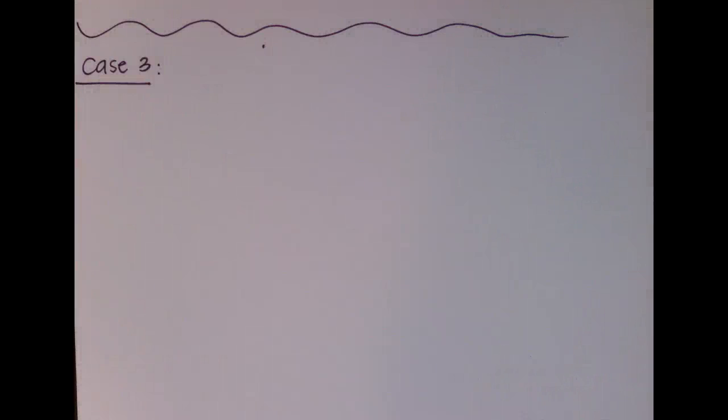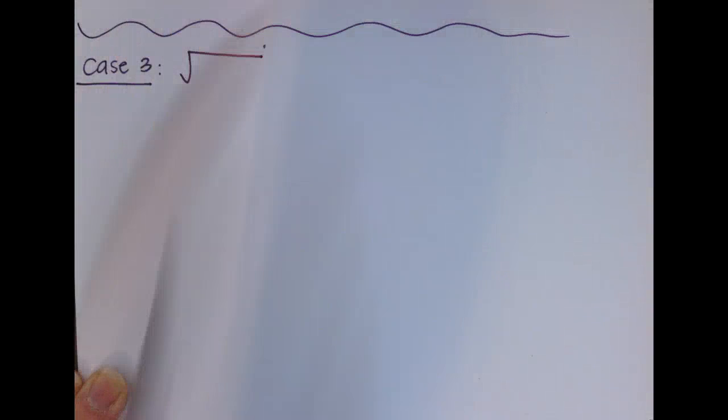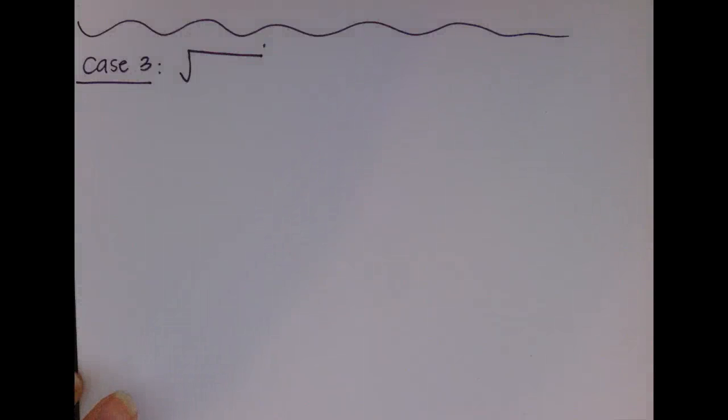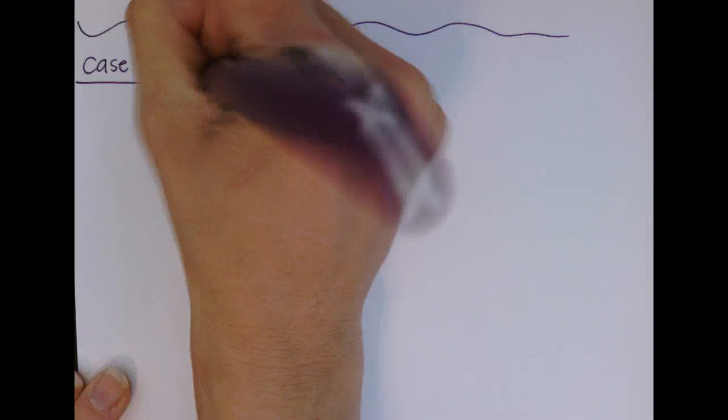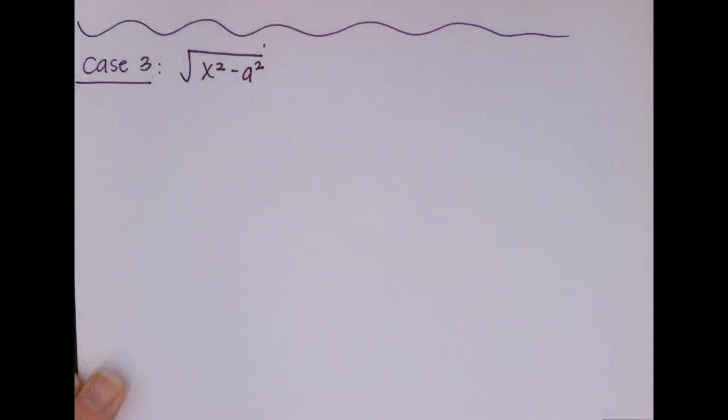This is going to be section 8.4, video number 3. And we're going to look at the third case when it comes to trig substitutions. So the third case that we're interested in is going to be the case where our expression in the denominator of our rational function is going to be the square root of x squared minus a squared.